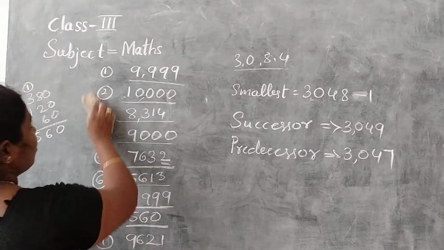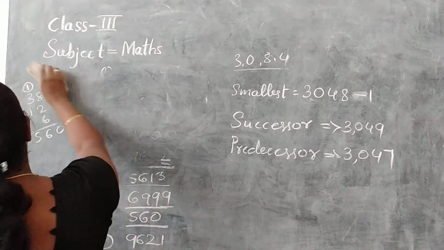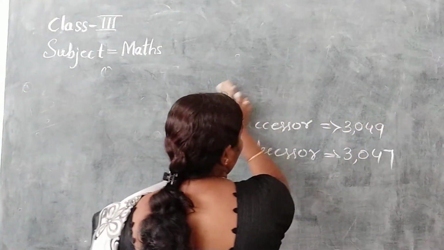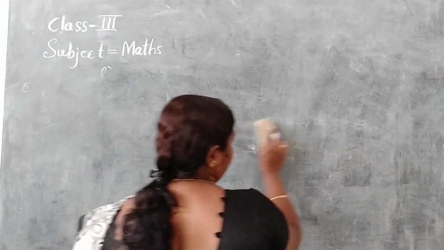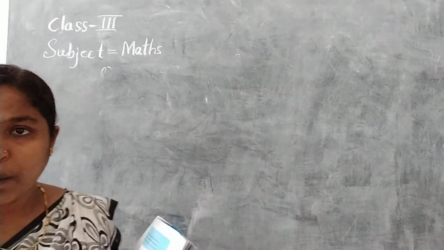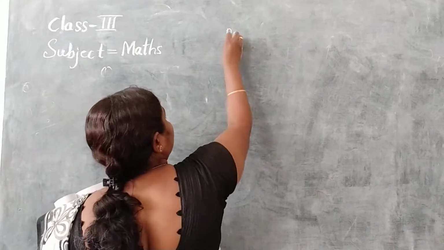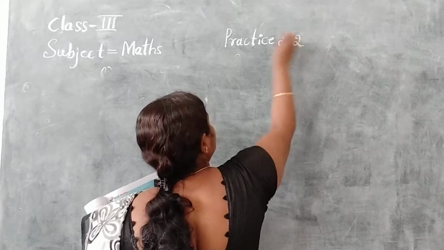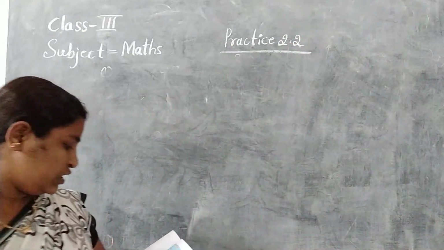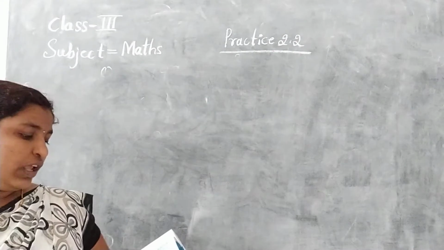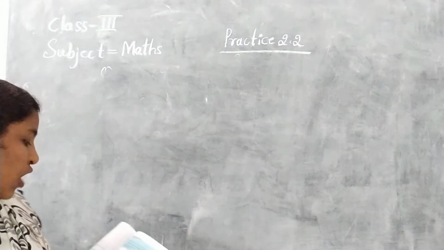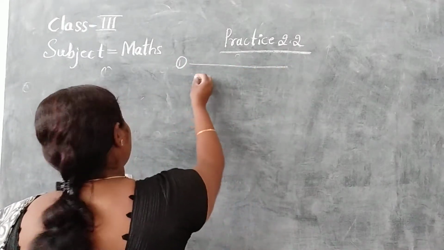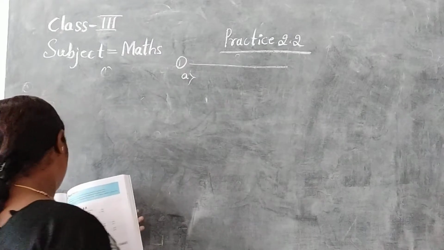So let us go for practice 2.2. I will write on the board. You also write in your notebook. Practice 2.2. First question. Write each of the following in expanded form. So you have to write the expanded form. First one, you write the question. I will go directly to the answer. A.